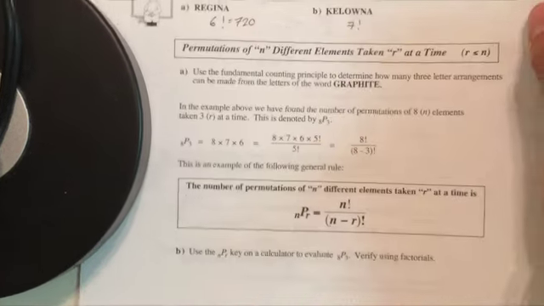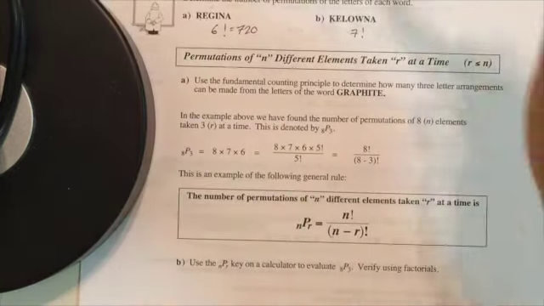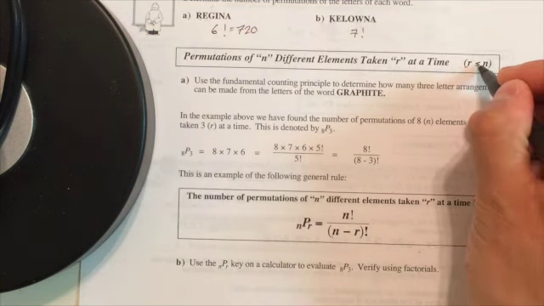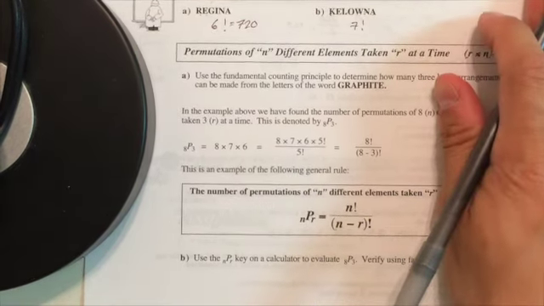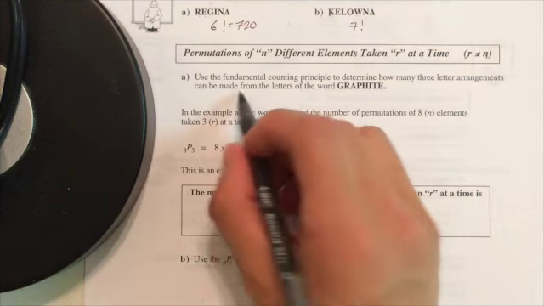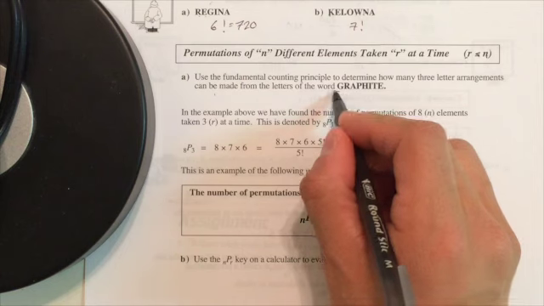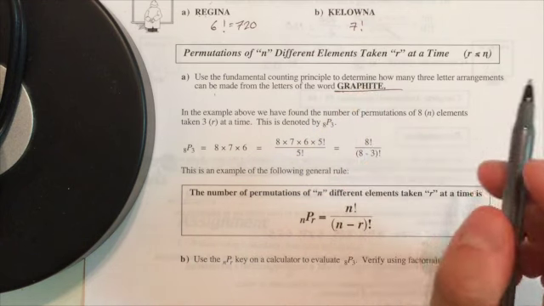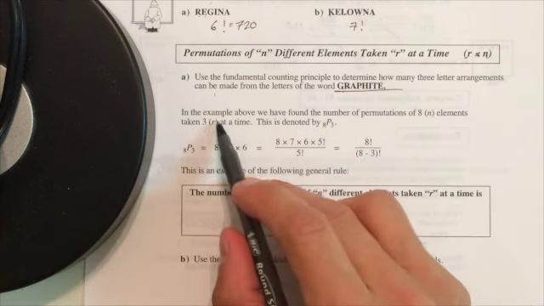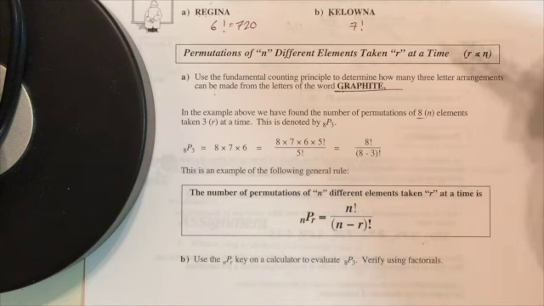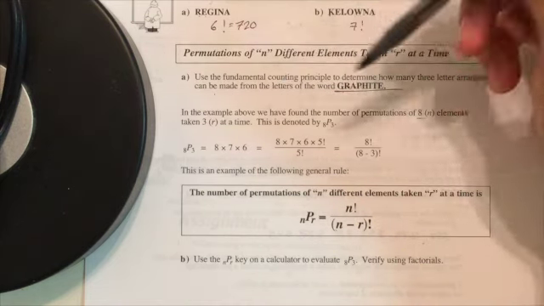Now, permutations of n different elements taking r at a time, where r has to be less than or equal to n. So let's look at what that actually means. So we want to use the fundamental counting principle here to determine how many 3-letter arrangements can be made from the letters of the word graphite. So graphite has 1, 2, 3, 4, 5, 6, 7, 8 letters involved. And so in this example, there's going to be 8 elements. So elements is going to be n. And we only want 3, or r, at a time.